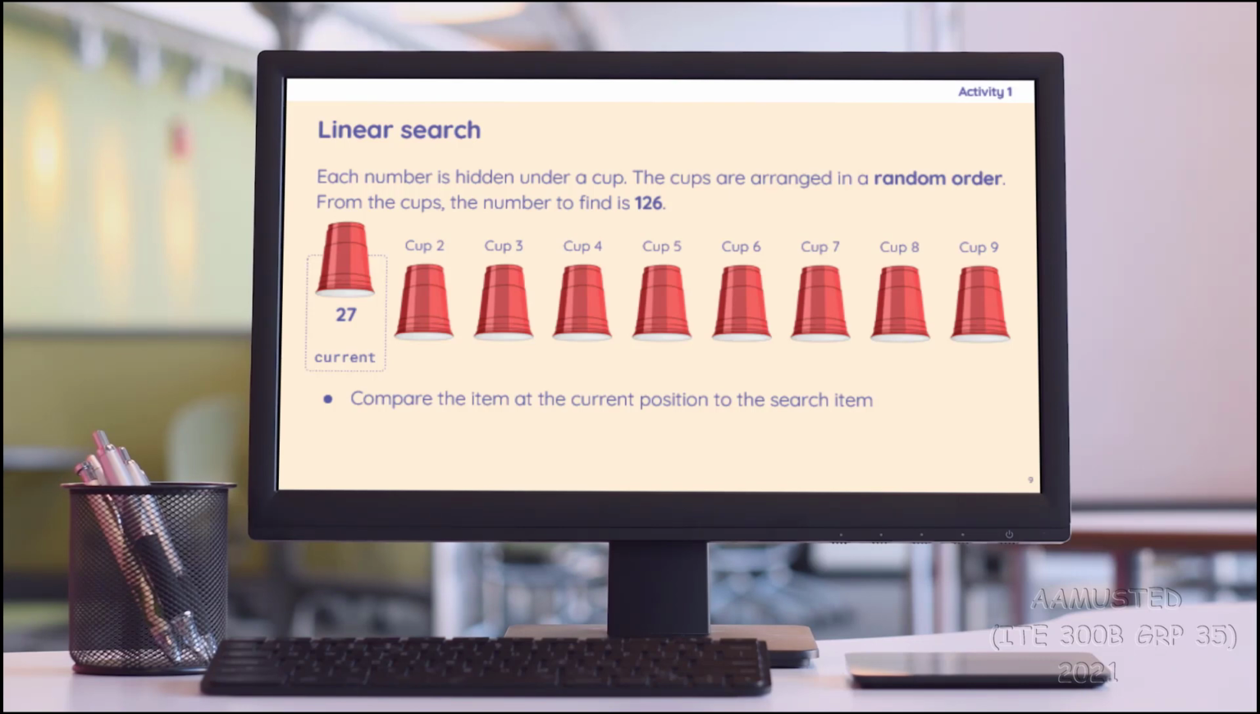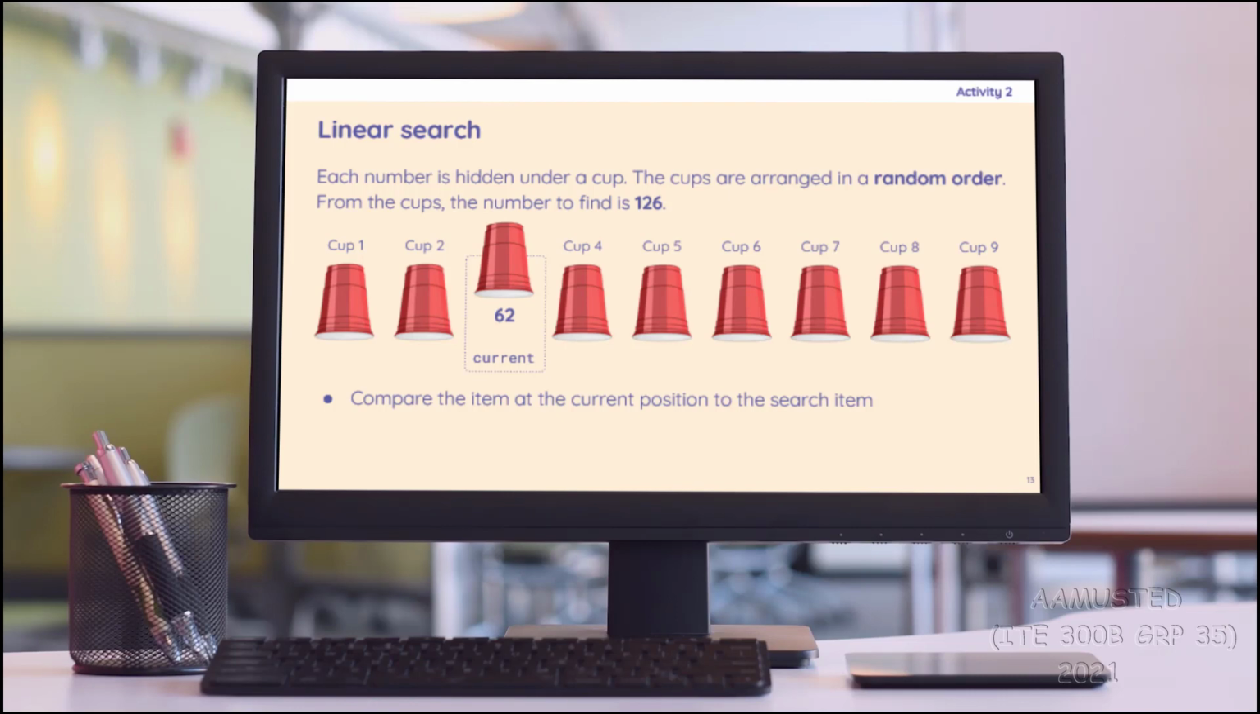So what do we do? We place that cup back and then move to the next cup, which is cup 2. In cup 2, we raise that cup also, and we find number 358 under it. Is it equal to 126? No, it is not. So what do we do? We place it back and then move to the next cup, which is cup 3. Now at cup 3, we raise cup 3, we look under it, it is the number 62. 62 is not what we are looking for. We are looking for 126.